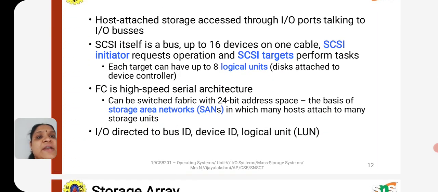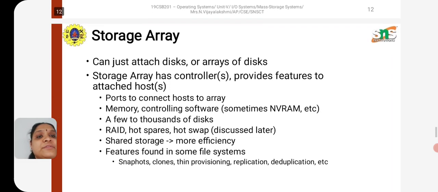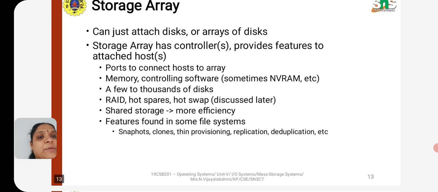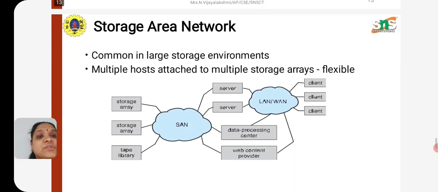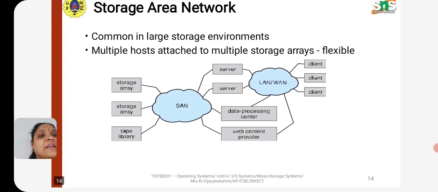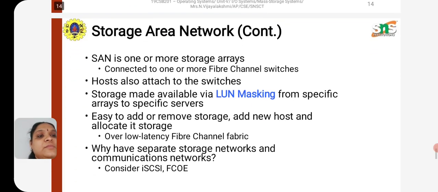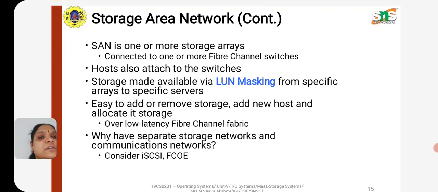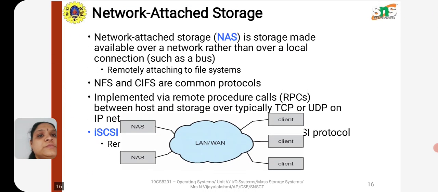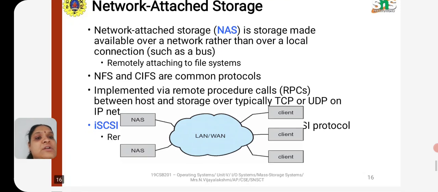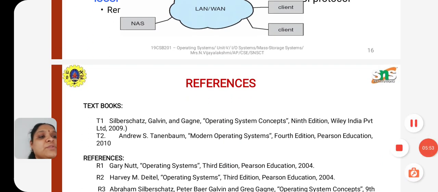Disk attachment: we have SCSI itself as a bus, and we have FC, which is a high speed serial architecture. And we have a storage array for storing purposes, for temporary storage. And we have storage area network, LAN and WAN, which is a client server architecture. LUN masking we are using here. Network attached storage is storage made available over a network rather than over a local connection. So that's all about mass storage management.